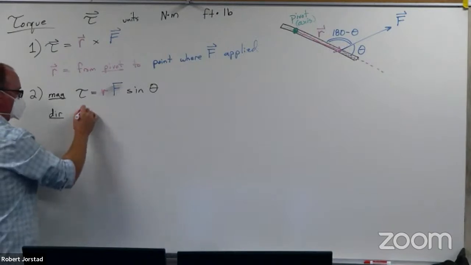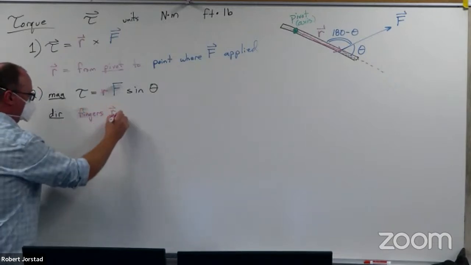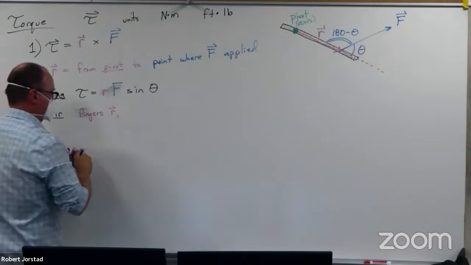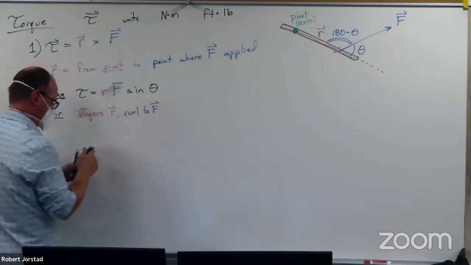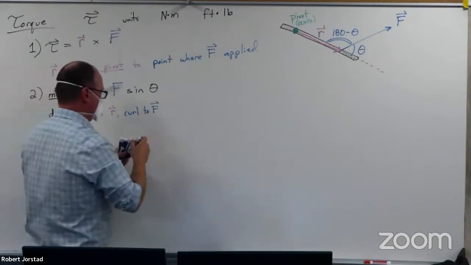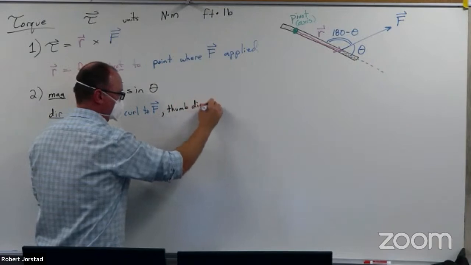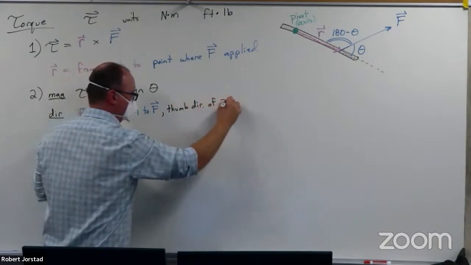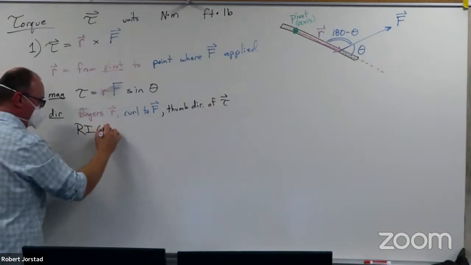So I'll just say, this is written on your page there. Fingers are R, curl to F, thumb direction of tau, right hand. You can't use your left.